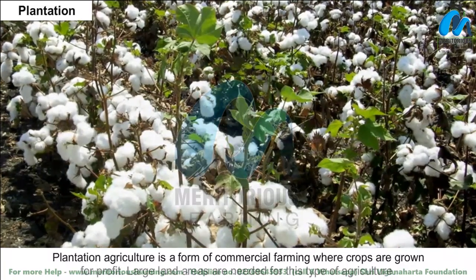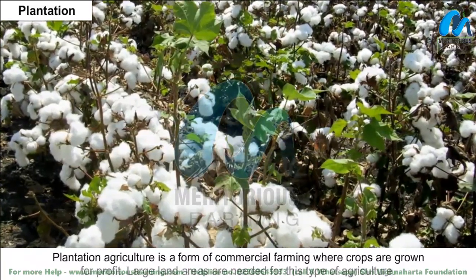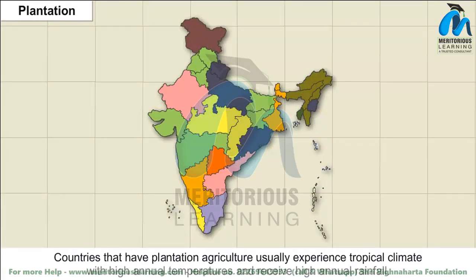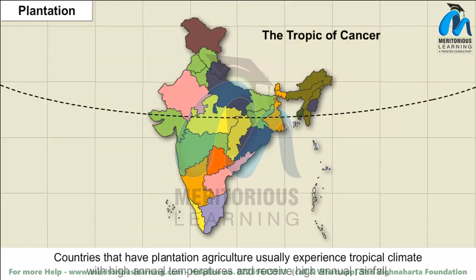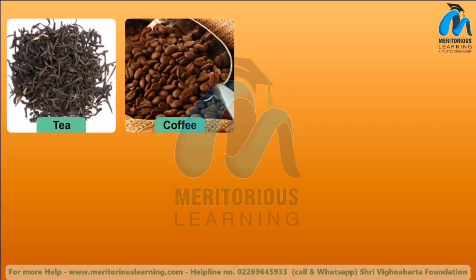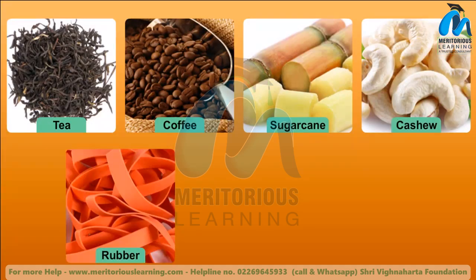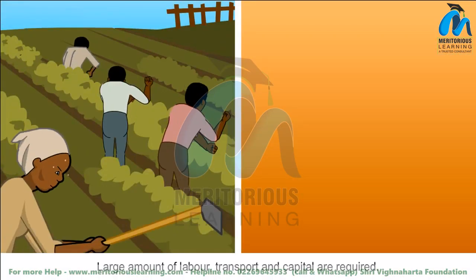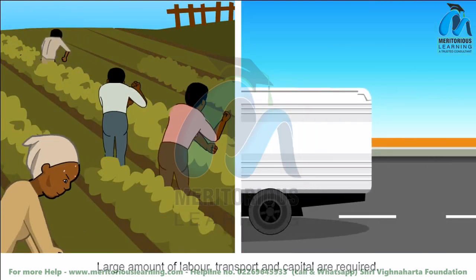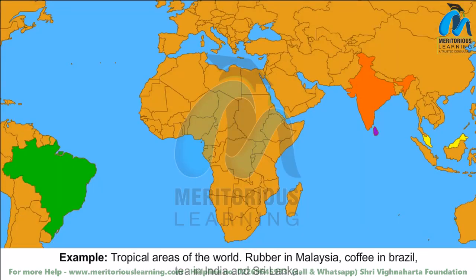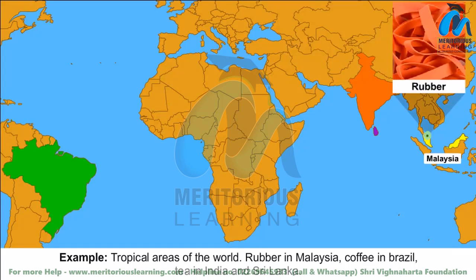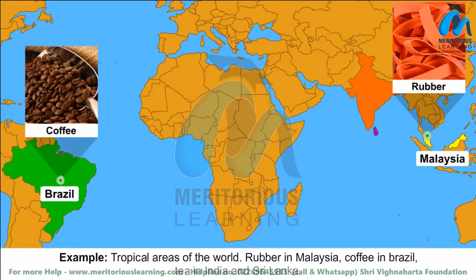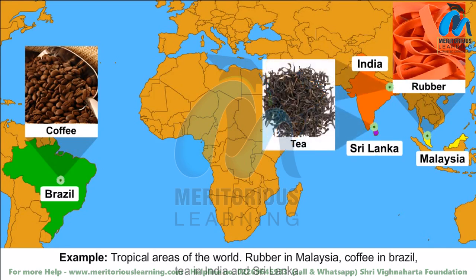Large land areas are needed for this type of agriculture. Countries that have plantation agriculture usually experience tropical climate with high annual temperatures and receive high annual rainfall. Example: tea, coffee, sugarcane, cashew, rubber, banana or cotton are grown. Large amount of labor, transport and capital are required. Example: tropical areas of the world: rubber in Malaysia, coffee in Brazil, tea in India and Sri Lanka.